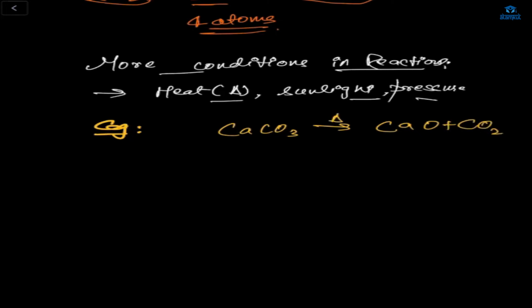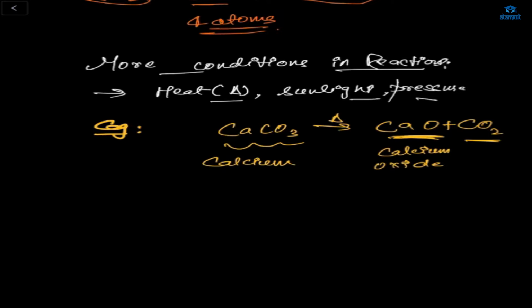If we heat this, what is this CaO? What is the name of this? Calcium oxide. Correct. Good going. This is normal carbon dioxide. And what is CaCO3? Calcium carbonate.